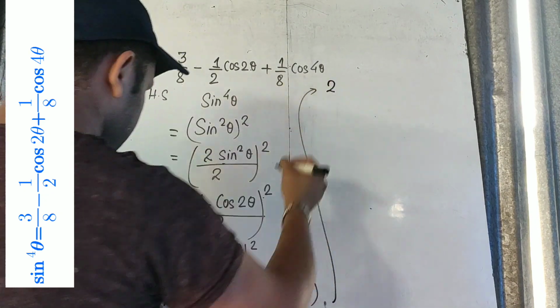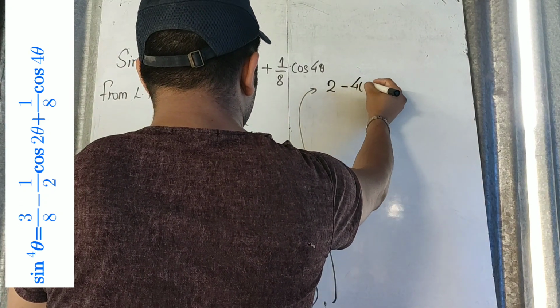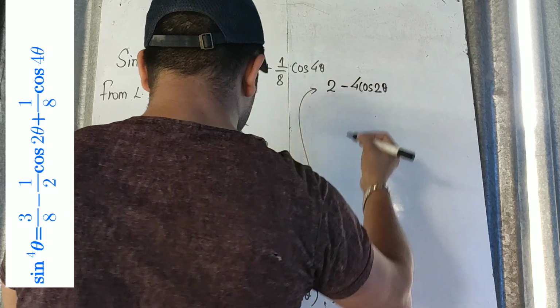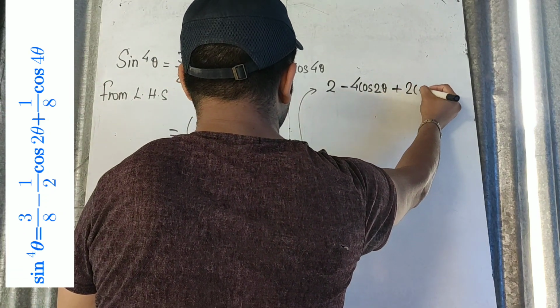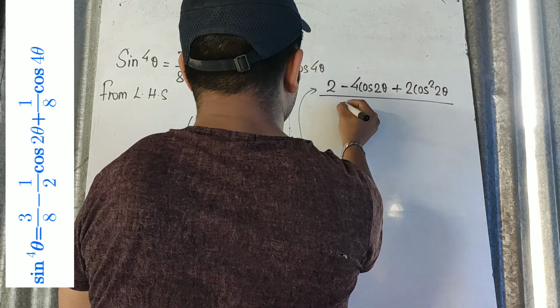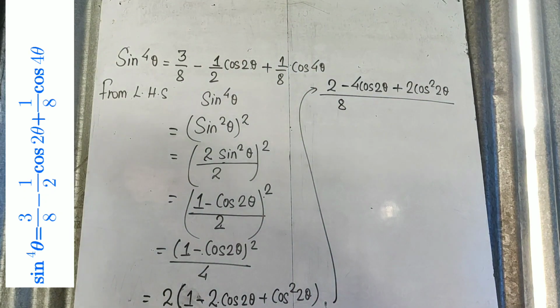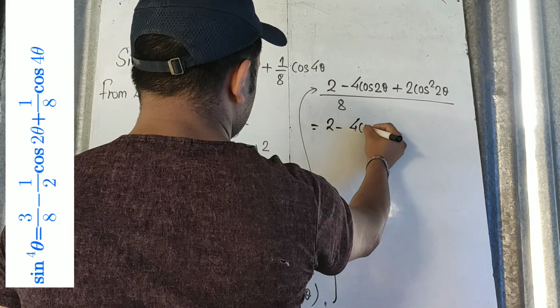Now I multiply each of the terms by 2 in the numerator. So 2 into 1 is 2, 2 into 1 is 2, 2 into 2 cos 2 theta is 4 cos 2 theta, 2 into cos square 2 theta is 2 cos square 2 theta, divided by 8. Now we all know the formula of 2 cos square 2 theta. So 1 plus, this is 2 cos square 2 theta. Okay, now 4 cos 2 theta.